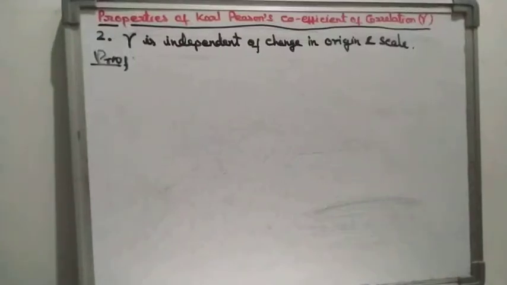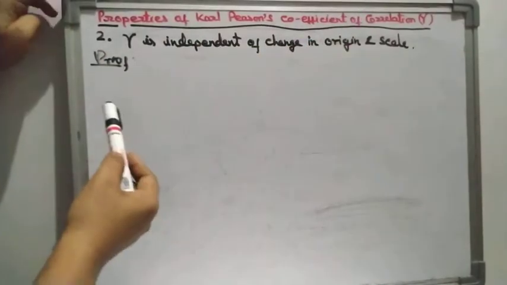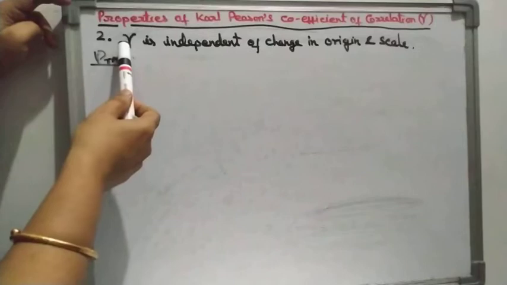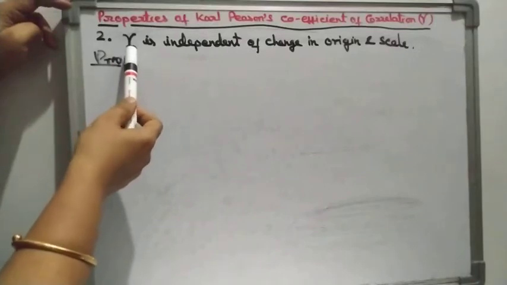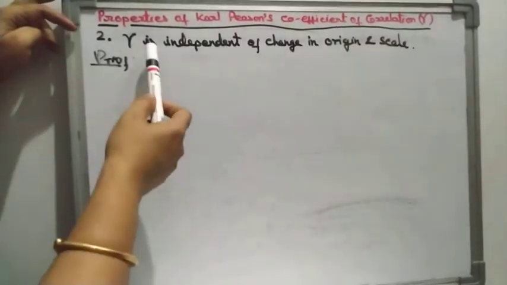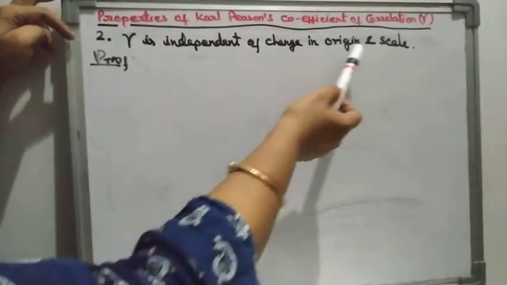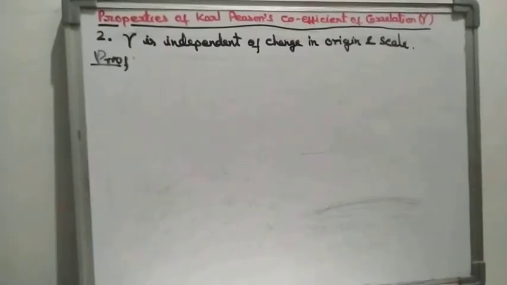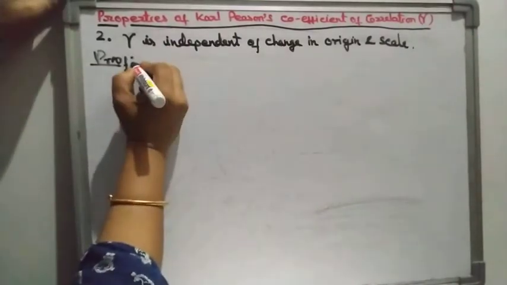Hello students, under the topic properties of Karl Pearson coefficient of correlation, let's study the second property, which is: correlation coefficient rho is independent of change in origin and scale. That means it is not dependent on change of origin and scale. That means how much scale we have changed or how much origin we have changed, it does not matter. Okay. So let's start the proof.